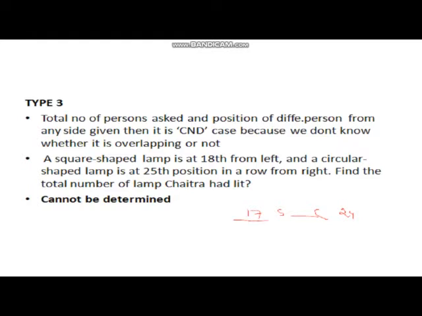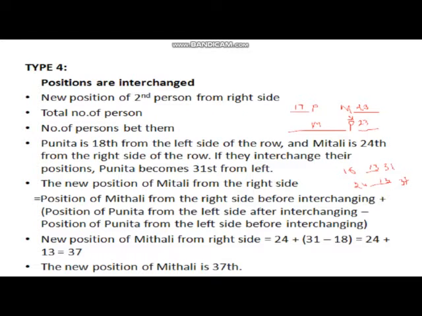Okay, then the next type is positions interchanged, which means first the position of A from the left side will be given, and the position of B from the right side will be given. Then if they are interchanged in their positions, three questions can be asked: find the total number of persons, the position of the person from the right hand side, and the number of persons between them. These are the three possible questions from this type of interchanging questions. Okay, we'll see with an example.